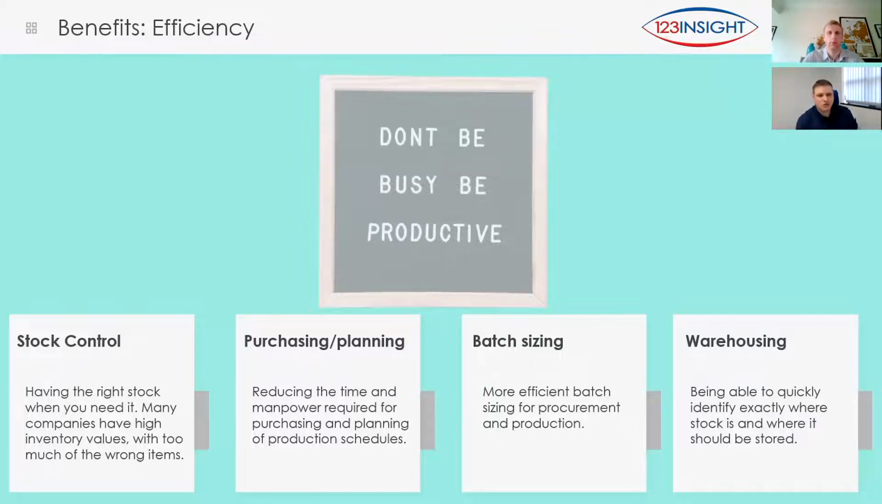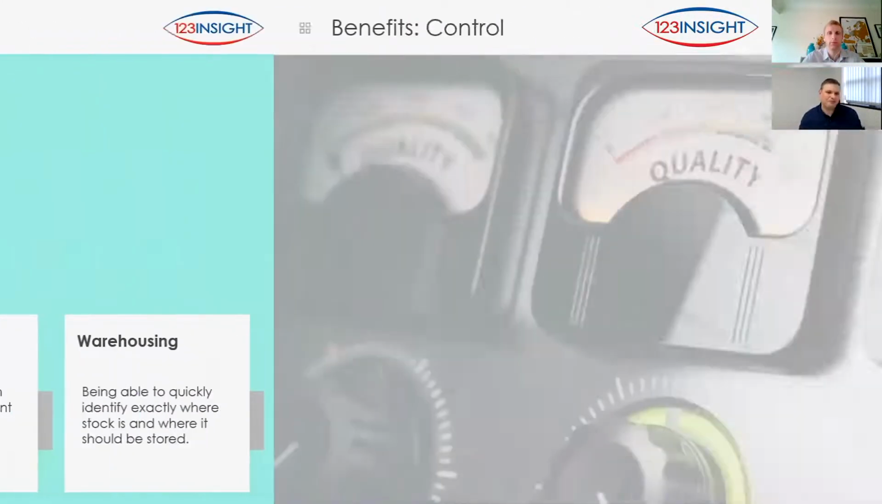And then there's also efficiency for warehousing. Knowing where your stock is is really key. I've seen so many companies over the years that know they have stock, but finding the right parts can be problematic. And a well-implemented MRP system will help you in that area just in spades. It's going to really deliver for your company in terms of knowing what's going on and where stuff is.